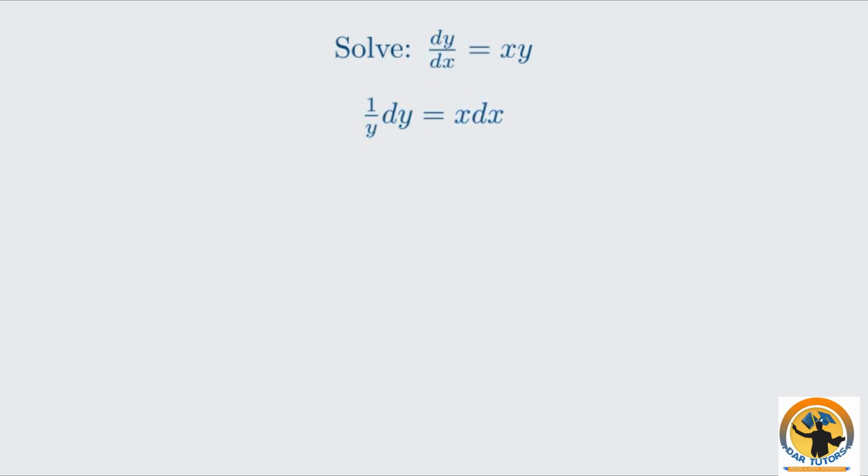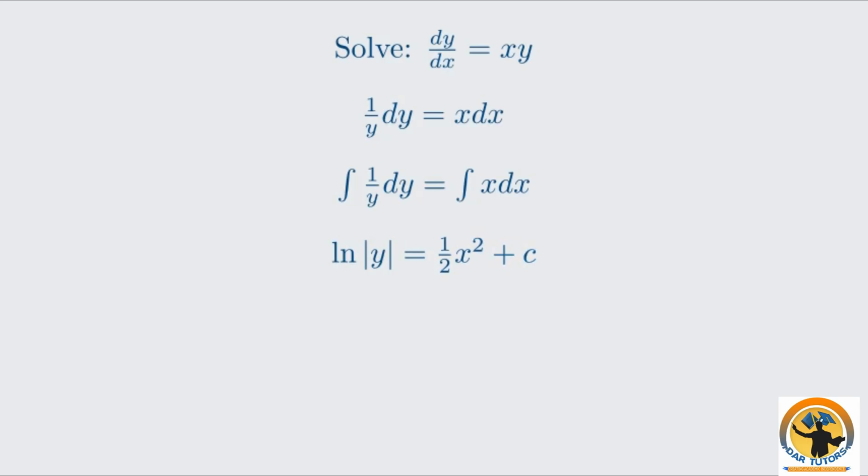Next, we integrate both sides. We set up the integrals. The integral of 1 over y dy equals the integral of x dx. Now we evaluate the integrals. The integral of 1 over y is the natural logarithm of the absolute value of y. The integral of x is 1/2 x squared. We add a single constant of integration, c, to one side. This is the general solution in implicit form.